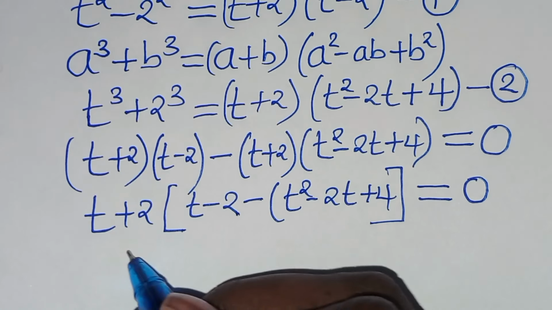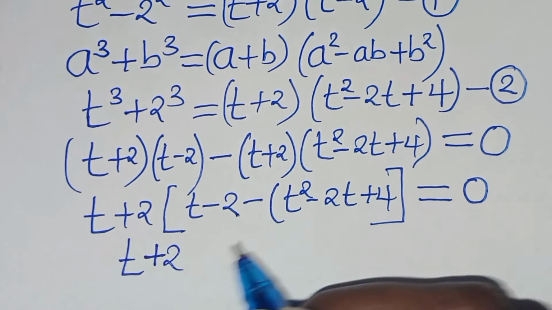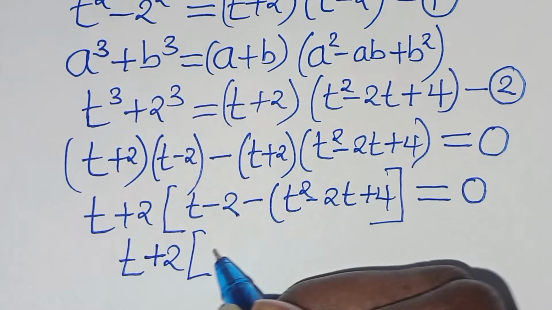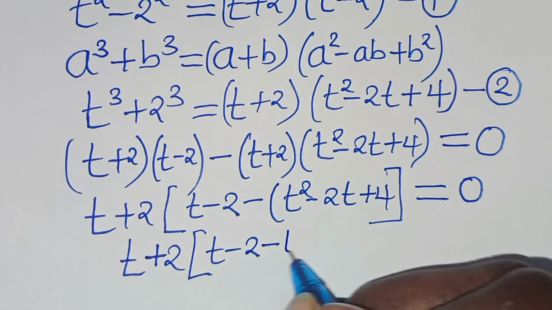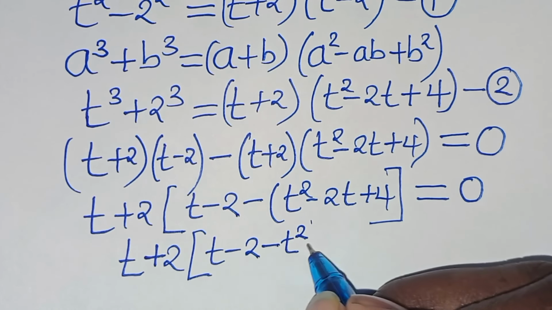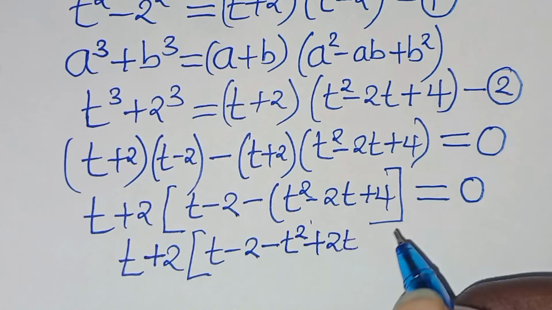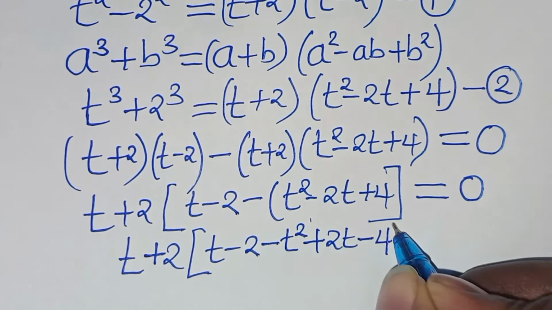So this implies that we have two parts here. We have t plus 2 into the parentheses. This is t minus 2 minus t squared, minus times minus 2t. This becomes plus 2t. Then minus times plus 4. This becomes minus 4.